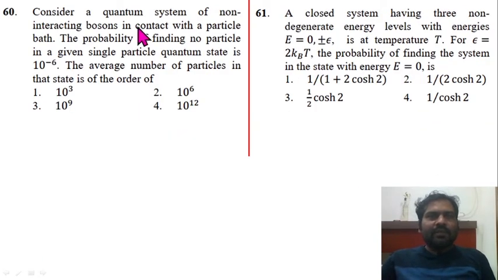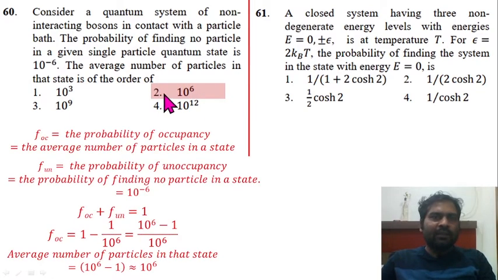Question 60. Consider a quantum system of non-interacting bosons in contact with a particle bath. The probability of finding no particle in a given single particle quantum state is 10 to the power minus 6. The average number of particles in that state is of the order of. So just reverse it. Your answer will be 10 to the power 6. Okay. 61.